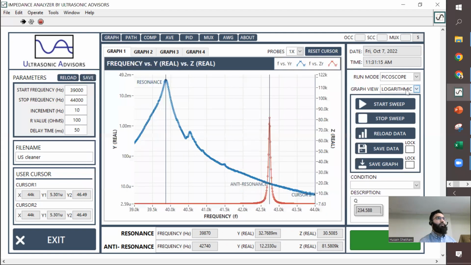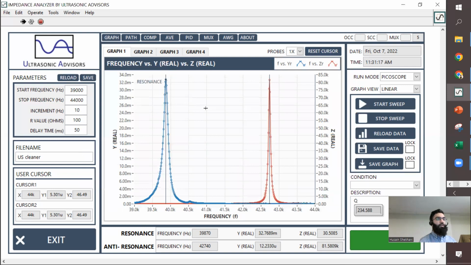Let's turn off this logarithmic view. So now this is something people haven't seen before. How many people have seen a plot like this? Can you write in the chat? I'm just curious. How many people have seen this? Real impedance is resistance, and real admittance is conductance. Has anyone seen this? Say yes, or you can say no too.